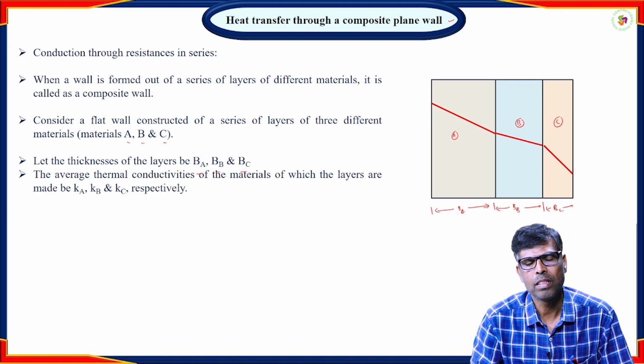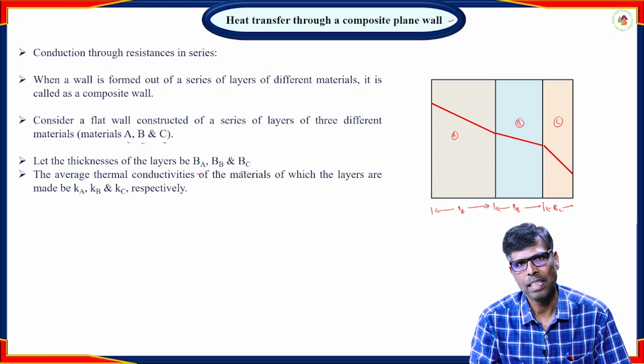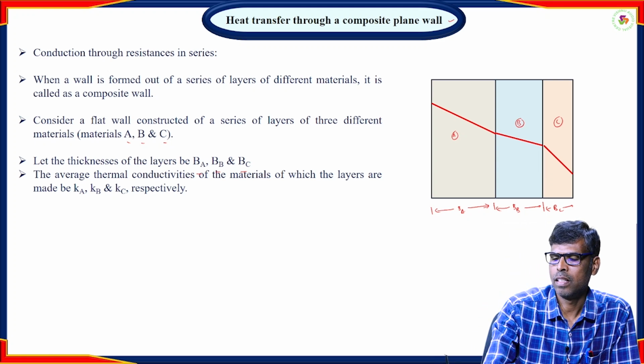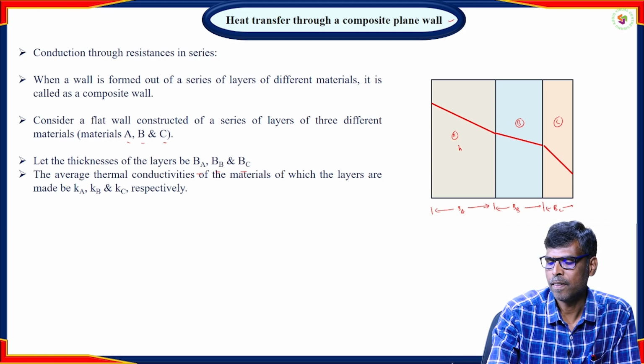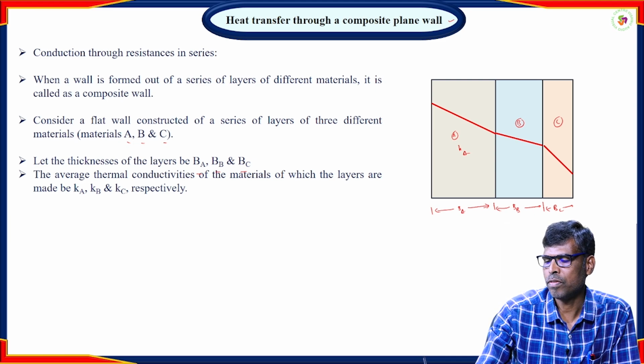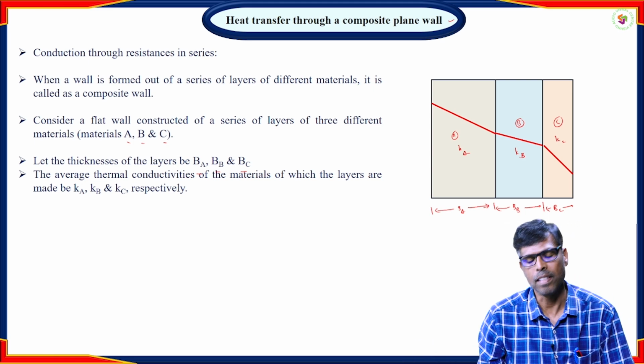And the average thermal conductivities of each layer: material A average thermal conductivity is Ka, thermal conductivity of material B is Kb, and thermal conductivity of material C is Kc.